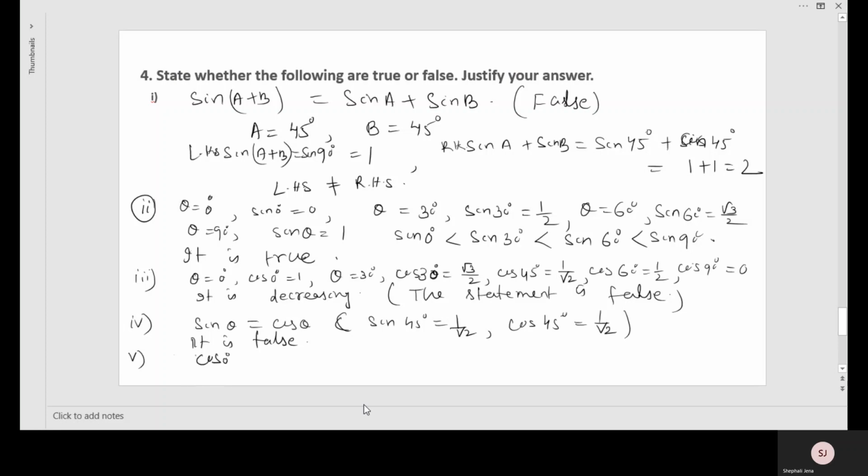Cos 0 degree divided by sin 0 degree is equal to cot 0 degree. So cos 0 degree is how much? 1. But sin 0 degree how much? 0. So 1 divided by 0 is not defined for cot 0. So cot A is not defined at A equal to 0. So this statement is true.